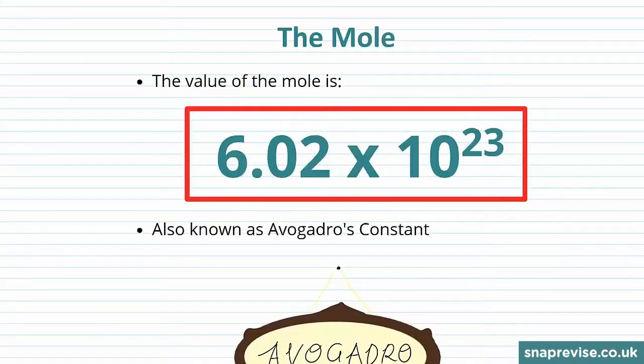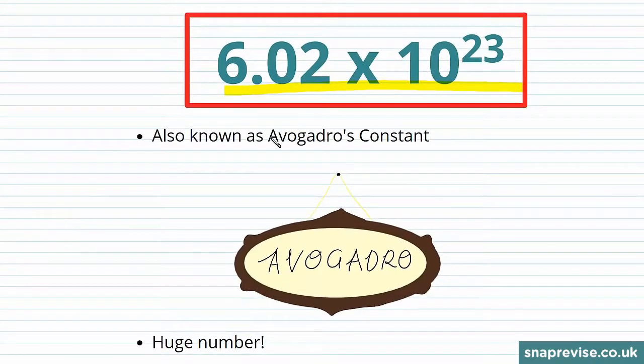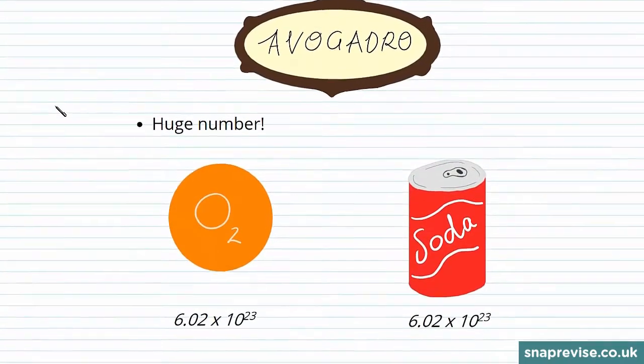The value of the mole is 6.02 times 10 to the 23. That is a huge number. That's 602 sextillion. This number is known as Avogadro's Constant, and it's proposed by a scientist called Avogadro, and it really is a huge number.